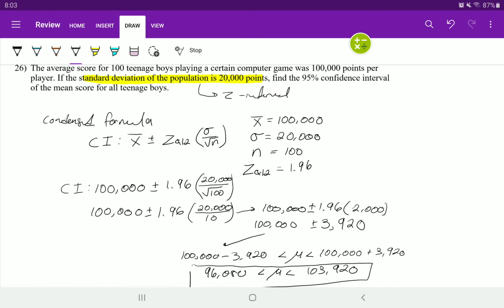Alright guys, I hope number 26 made sense. Let's transition on to question number 27.